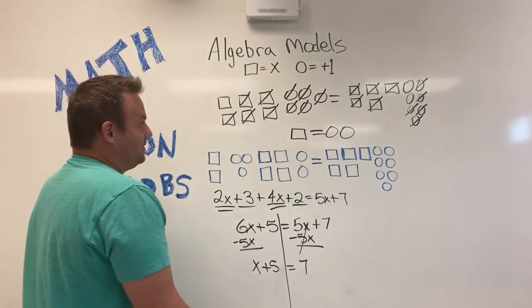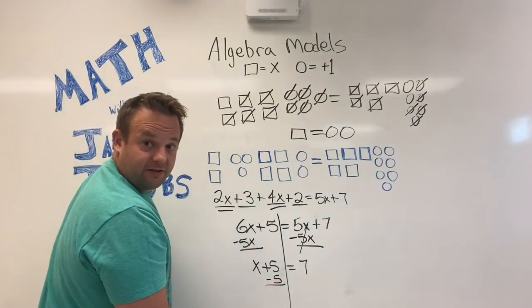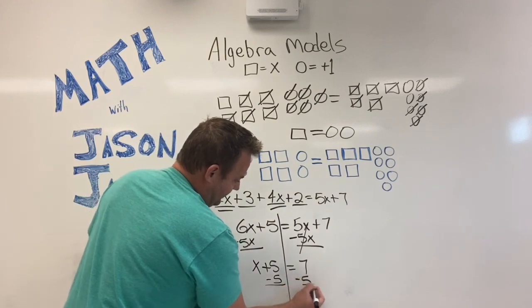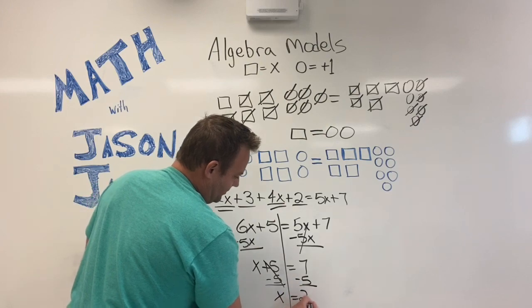And then remember what we did? We took away these 5. So subtract 5. Do I still have board left? Subtract 5. And now these cancel, and you get x equals 2.